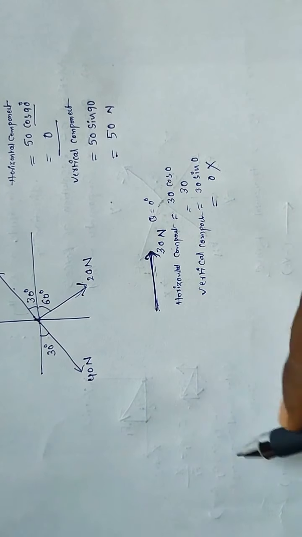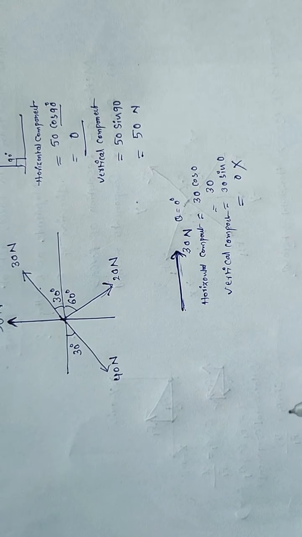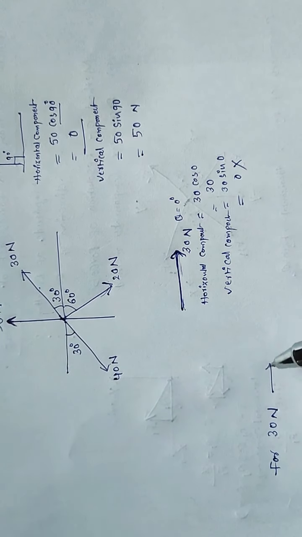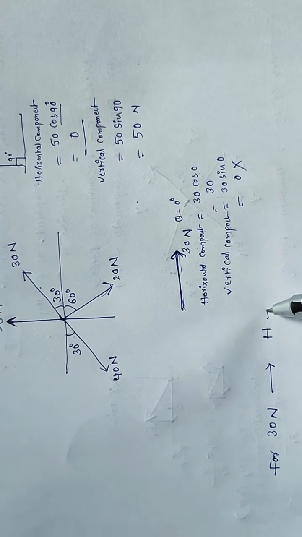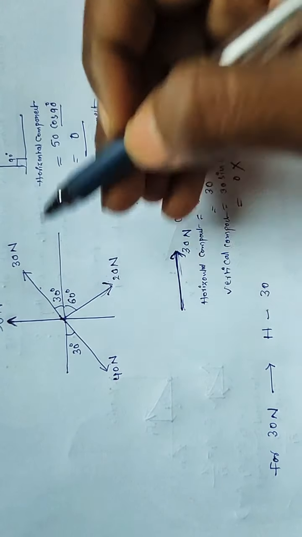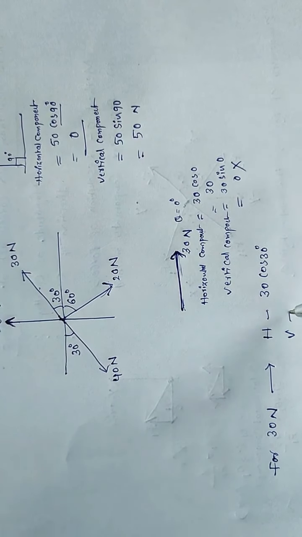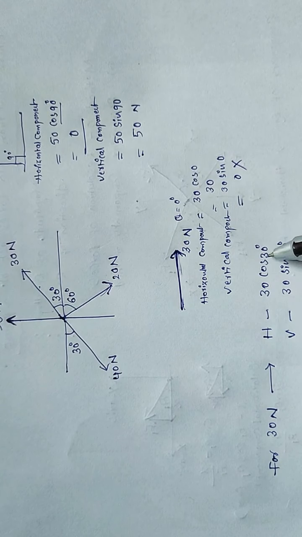So here we are going to write horizontal components and vertical components first. For 30 Newton force, we have two components, horizontal component and vertical component. Horizontal component is 30 cos 30. Vertical component is 30 sin 30. So if one value is cos, then the other component will become sin.